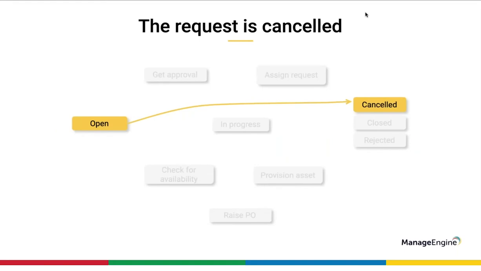All right. The first situation, the request is canceled. So a requester submits the request, and then later he decides to take it back. So he cancels the request. All right. So in that case, we skip all the other statuses. There is no need for a technician to see other statuses. So it can go from open to the cancel state.